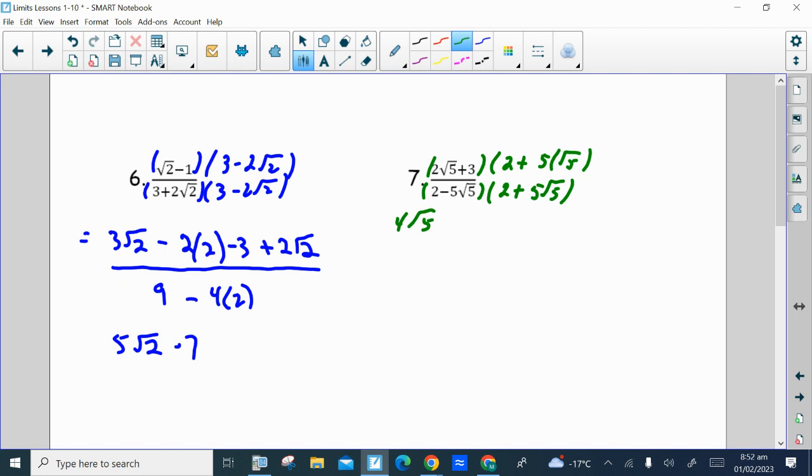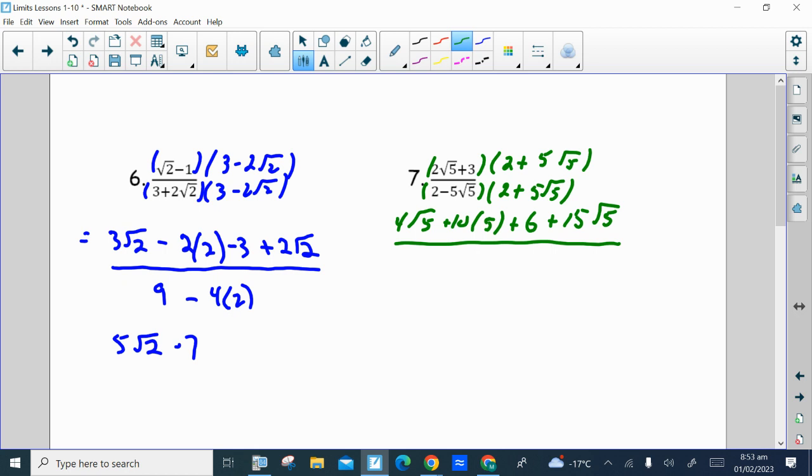I don't know why I put that extra bracket in there. I'm going to get rid of it right now. It should just be 5 root 5. So the outer products, 2 times the 5 is plus 10. The root 5 times the root 5 is 5. The inner products, just 2 times 3, which is 6. The last terms, 3 times 5 is 15 root 5.